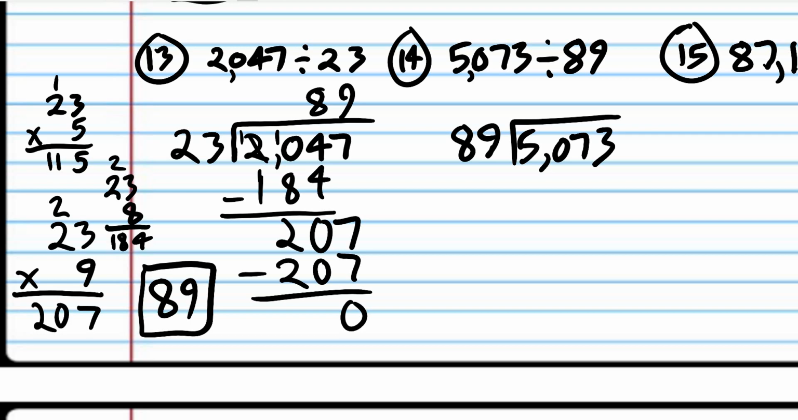So that's one way to speed up this process, is by rounding off the divisor and then using that rounding off method to estimate how many times it goes in. Then you check your estimate. 89 times 5. 5 times 9 is 45. Carry the 4. 8 times 5 is 40. Plus 4 is 44. 445. All right. And we could go one more time, but let's just see if that works.